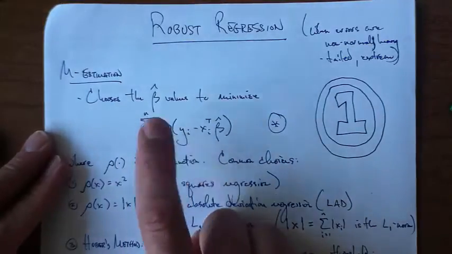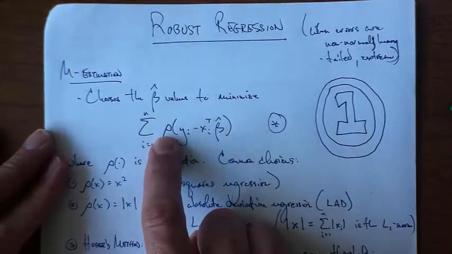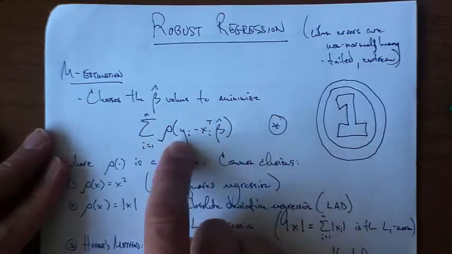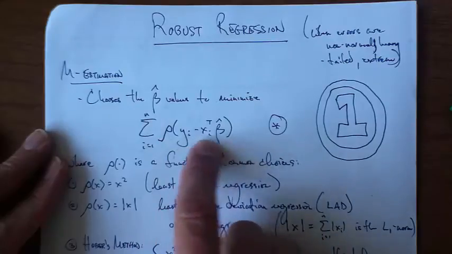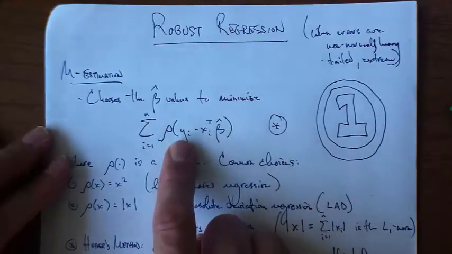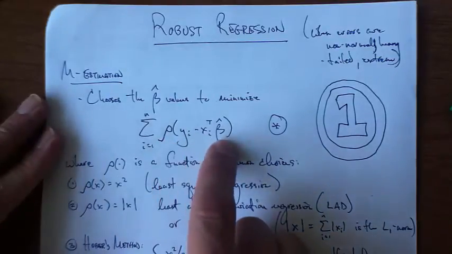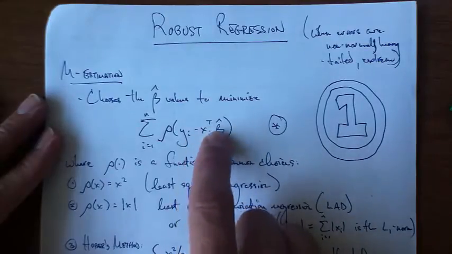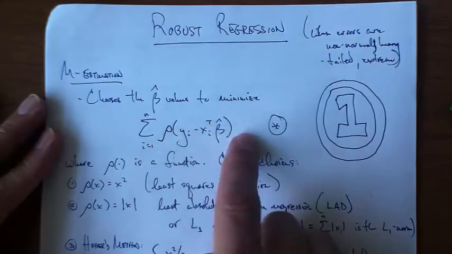Now this is a Greek letter rho, and it's a function. So this is rho of all of this stuff. Notice what we have in here is the ith residual. Take the actual y value observed and then subtract the corresponding predicted value. That's the residual. And you're taking some function of this.